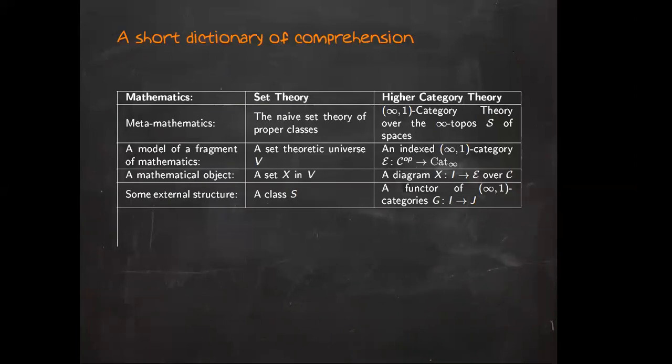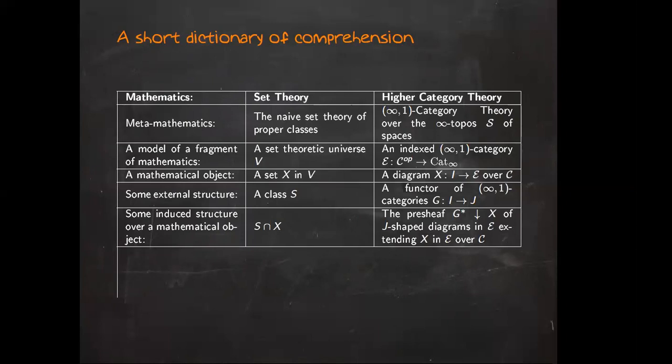Then the external structure here in set theory is the class S that we want to intersect with our set. And here it will be a diagram extension, right? So we have a diagram over some infinity category I, and then we might extend that category I to some J and wonder about the structure that extends X along that functor, right? So indeed, the induced structure over a mathematical object will be the intersection of S and X in set theory. And here we consider the presheaf of all diagrams in J that extend X over C, okay?